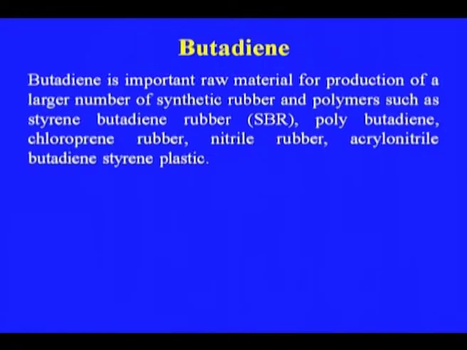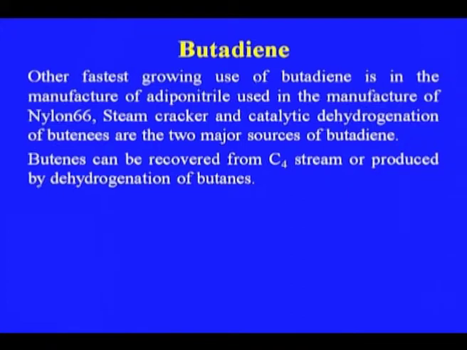Butadiene is the important raw material for the production of a large number of synthetic rubbers and polymers such as styrene butadiene. Already I have discussed the various outlets of butadiene. Another fastest growing use of butadiene is in the manufacture of adiponitrile and hexamethylene diamine, which I told you are used in the manufacture of nylon 66. Nylon 66 and nylon 6 are the two major synthetic fibers playing a very important role in substituting conventional cotton. In tire cord lining we use nylon 66, which has a higher melting point than nylon 6.